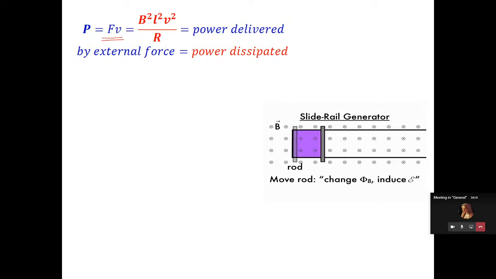This is also a kind of generator, you see. The slide rail generator. Of course, this we don't have in our syllabus.